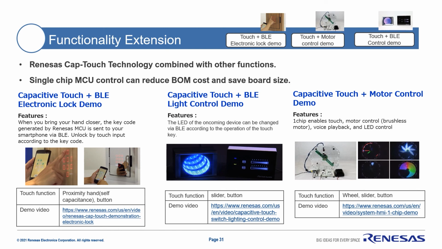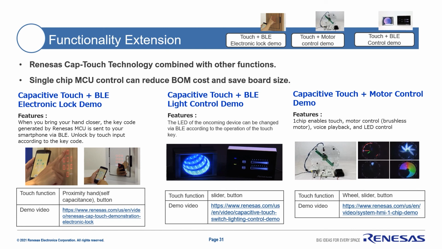We have also developed extended applications based on our capacitive touch solution. On the left side, we have an example of a BLE electronic lock demo. There is a simple application on the mobile phone and the communication between the door and mobile phone in order to get the key code to unlock the door. Here we have two examples: one is with wood, another one is with mirror. Demo video is available on our website.